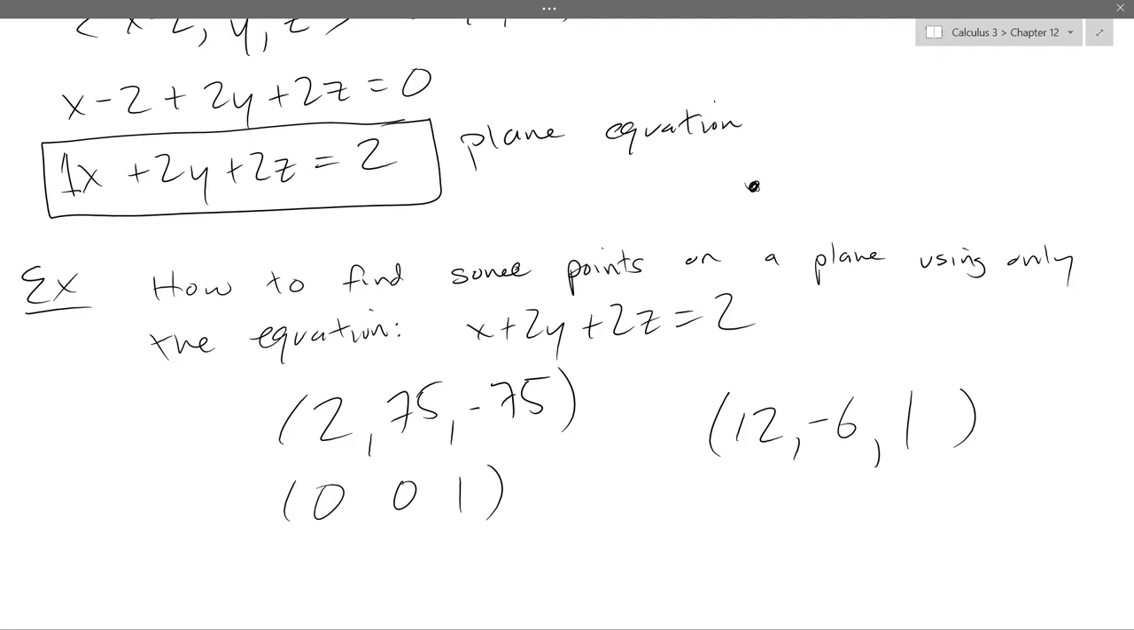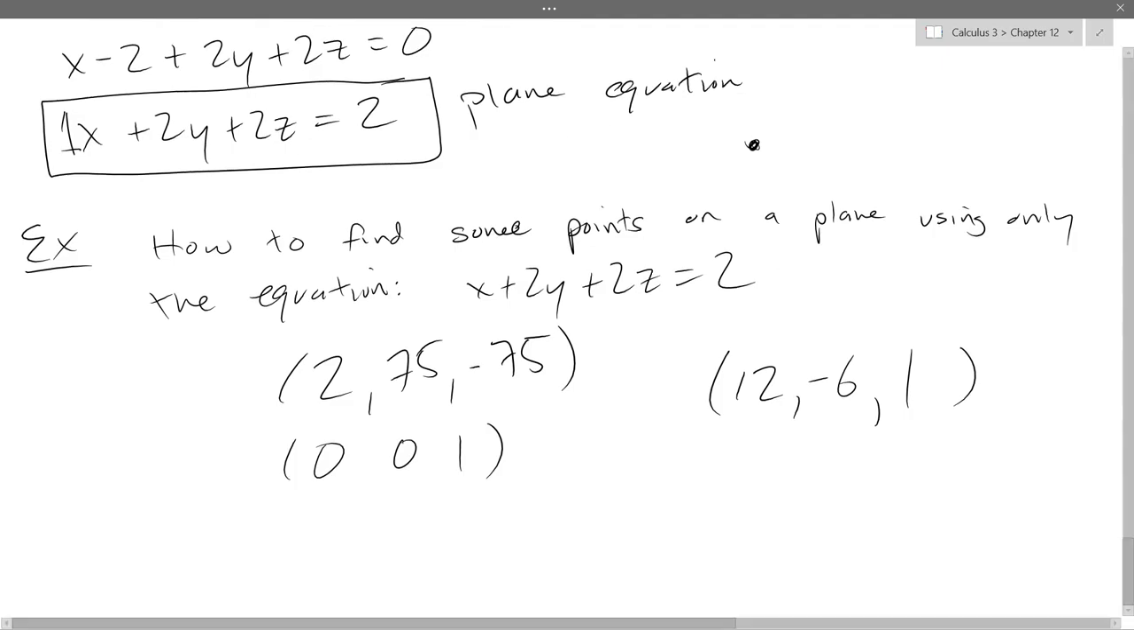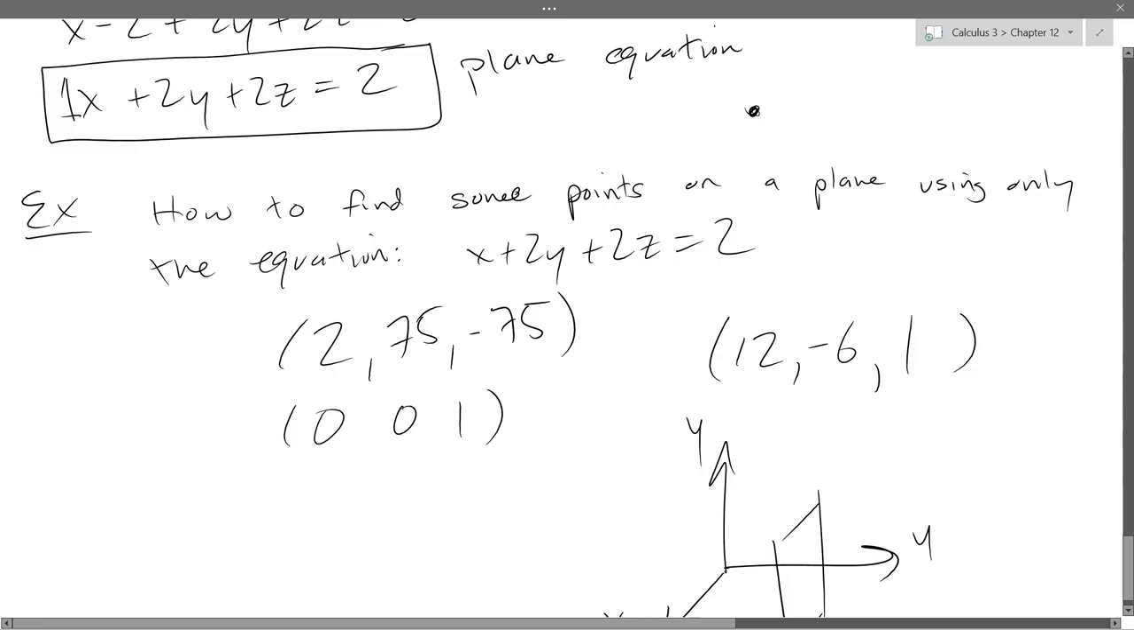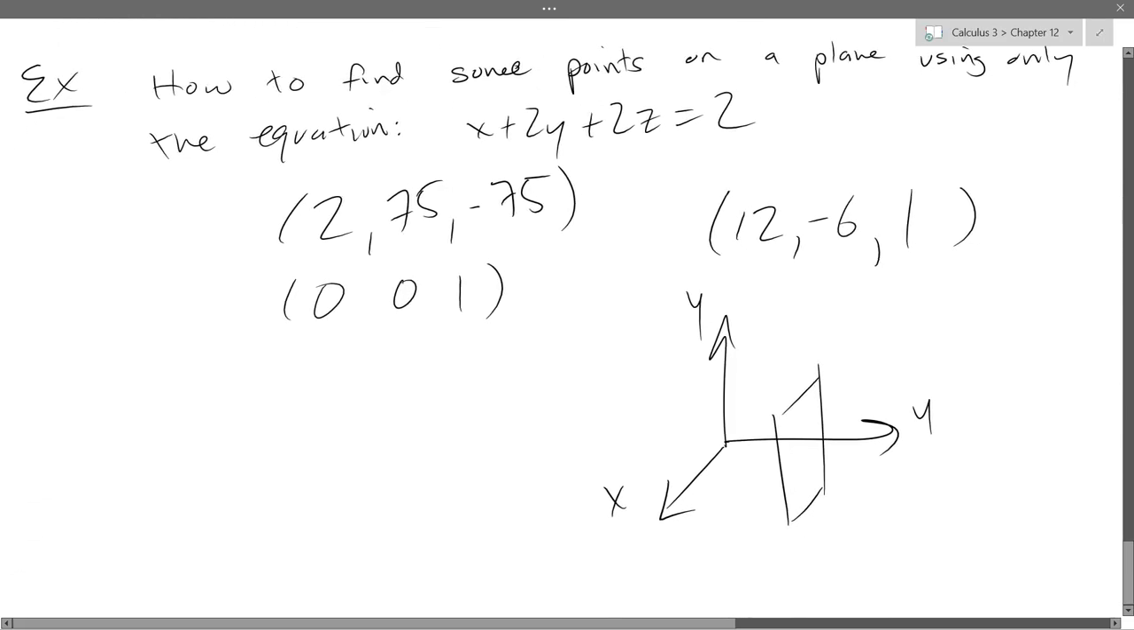The only time you can't do that is if the plane is parallel, or I should say orthogonal, to one of the axes. That's the only time you can't pick two coordinates. And why is that? This is one of the few times I'll graph in 3 dimensions. So let's say your plane is orthogonal to the y-axis. So I'll draw a little right angle.